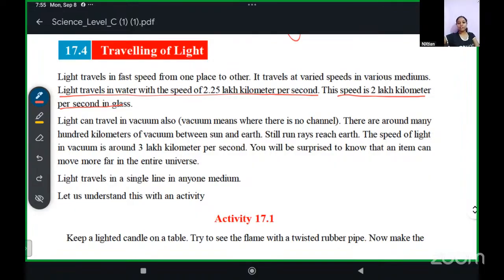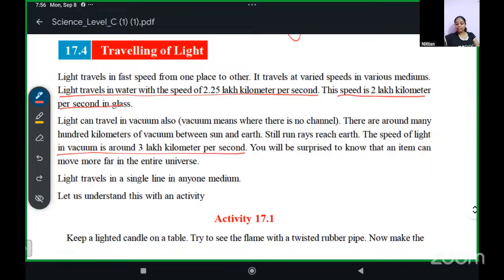Light can travel in vacuum also. Vacuum means where there is no medium. There are many hundred kilometers of vacuum between Sun and Earth. Still, sun rays reach Earth. The speed of light in vacuum is around 3 lakh kilometer per second. This is the most. You will be surprised to know that nothing can move faster in the entire universe. This is about the traveling of light.